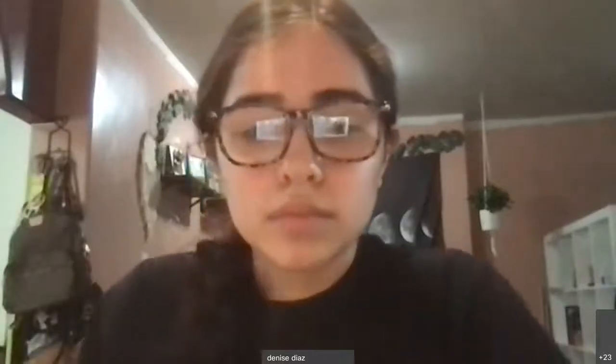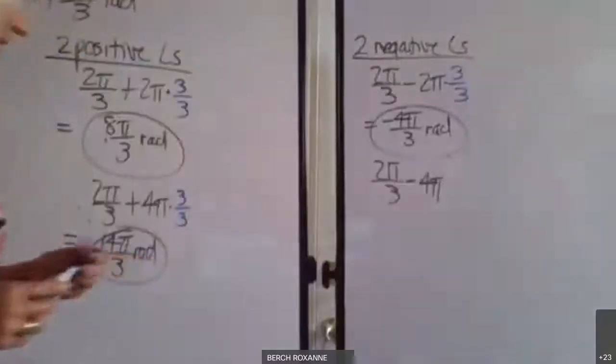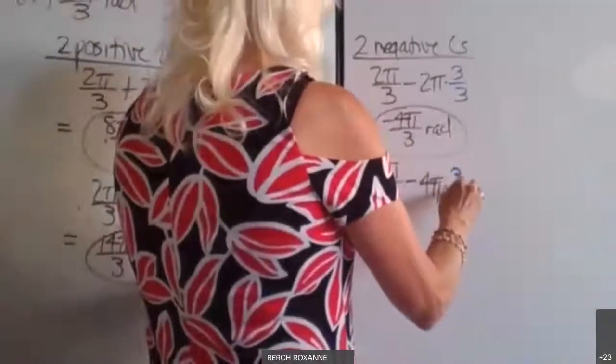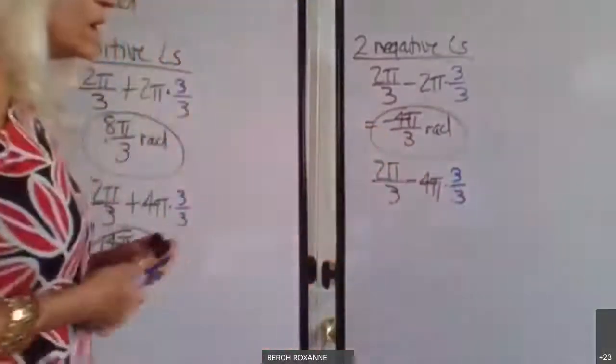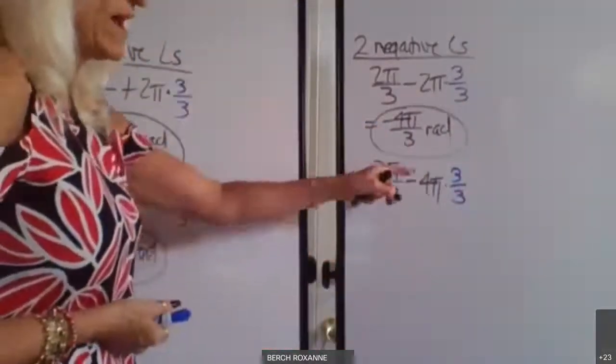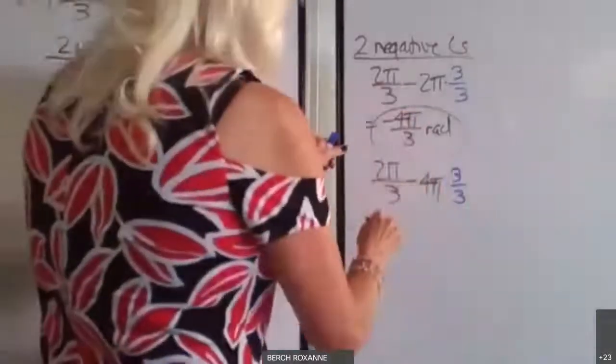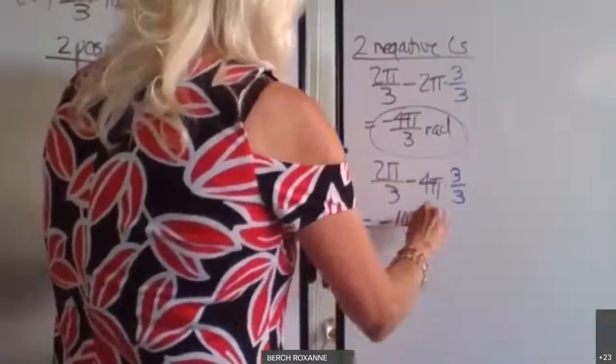And we need one more. So we would subtract 4 pi. What's the common denominator? 3 over 3. So this would be 2 pi minus 12 pi. What's 2 pi minus 12 pi? Negative 10 pi over 3.